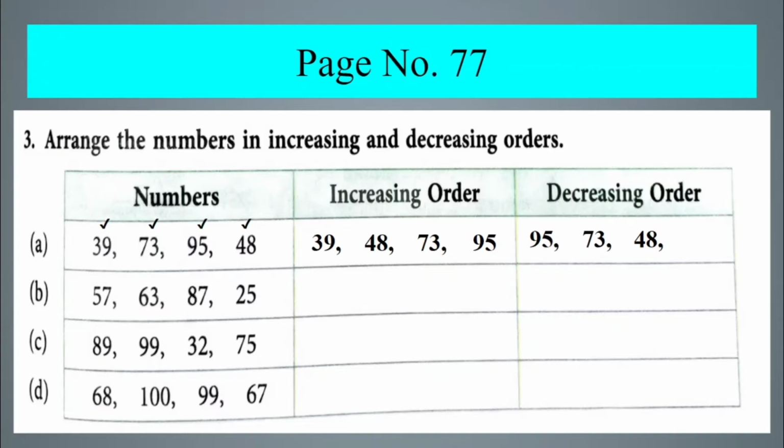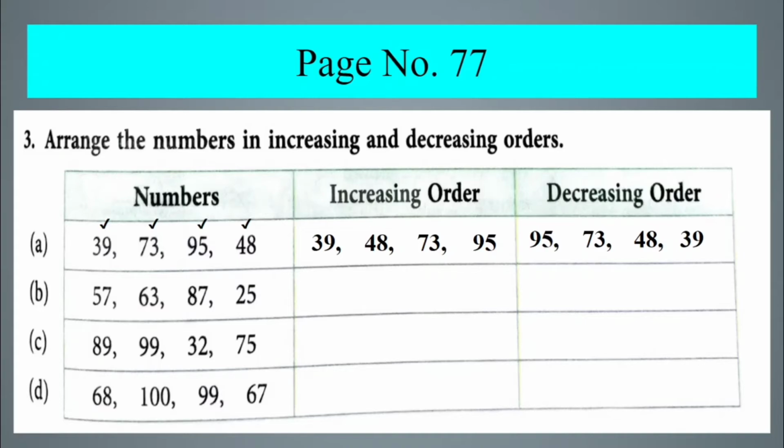Now we are left with the smallest number, that is 39, among the four numbers. So we will write 39 after 48. So here we have arranged the numbers in increasing as well as decreasing order. Now let us do the B part. So here the numbers are 57, 63, 87 and 25.